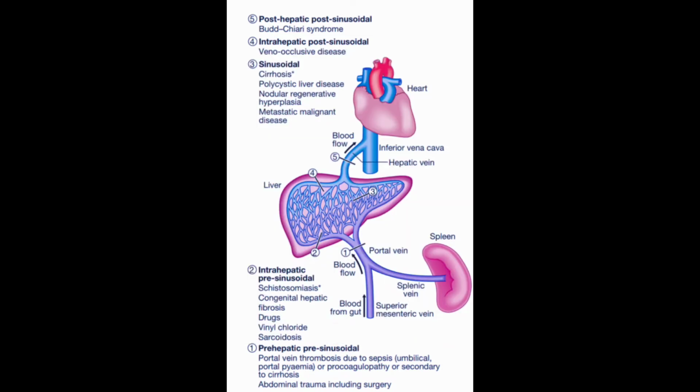The next one is hepatic causes. Hepatic causes are of three types: pre-sinusoidal, sinusoidal, and post-sinusoidal. Intrahepatic or pre-sinusoidal: schistosomiasis, congenital hepatic fibrosis, drugs, vinyl chloride, sarcoidosis. Then the sinusoidal: cirrhosis, polycystic liver disease, nodular regenerative hyperplasia, metastatic malignant disease. Then the third one, intrahepatic and post-sinusoidal, is veno-occlusive disease.